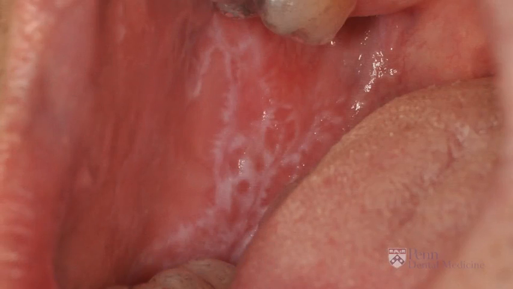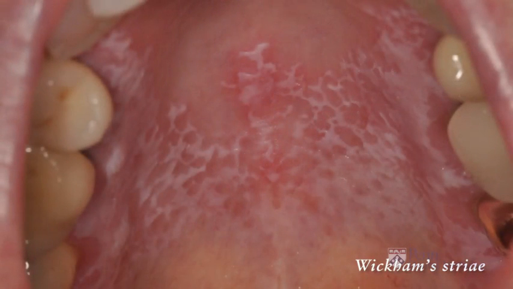Here are some various presentations of Lichen Planus. This is the most common presentation, in which we see white lacy lines, sometimes referred to as Wickham striae, in the patient's right buccal mucosa. Here is the same type of presentation in the roof of the mouth or the hard palate.